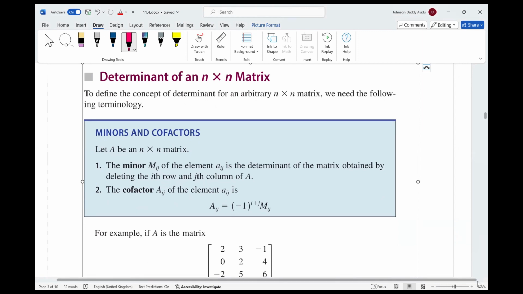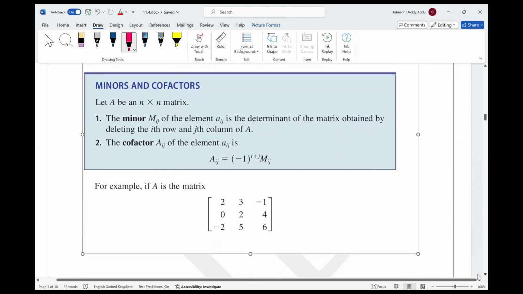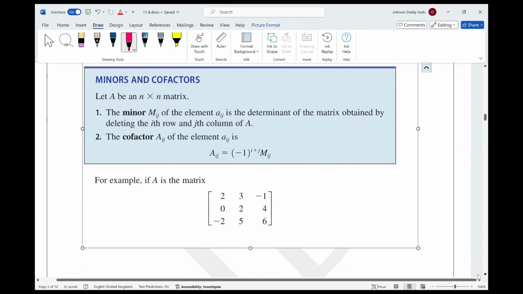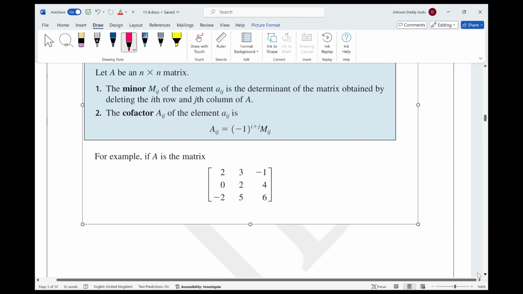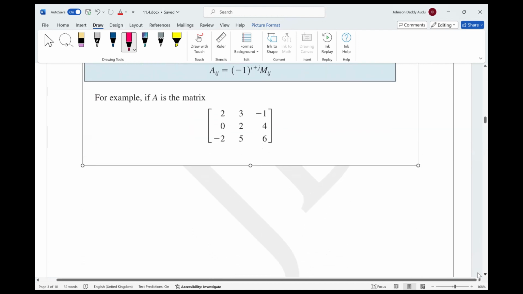So if you want to find the cofactor, it's just Aij, which is simply (-1)^(i+j) times Mij. So let's just illustrate this with an example. This is matrix A. Now we can find a lot of things.